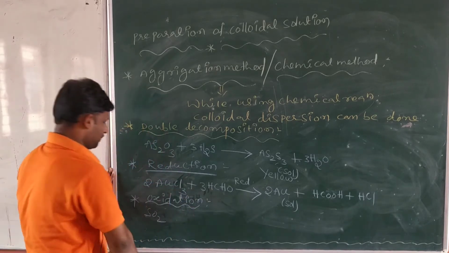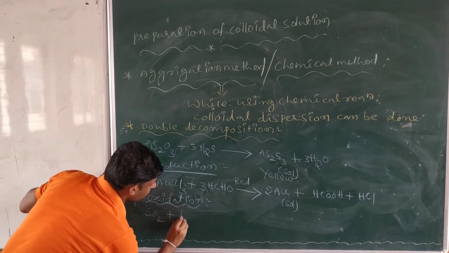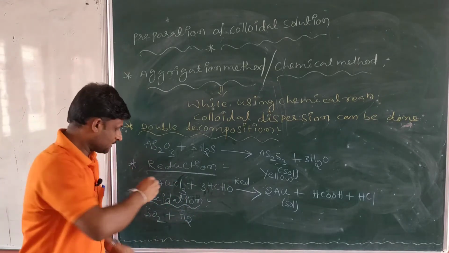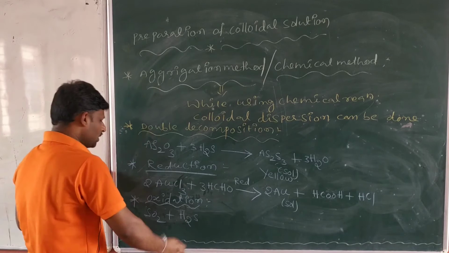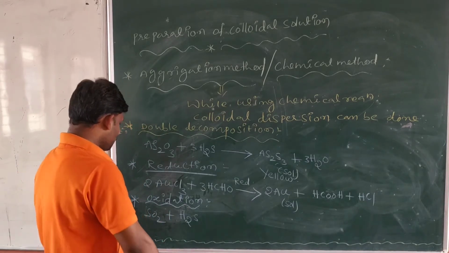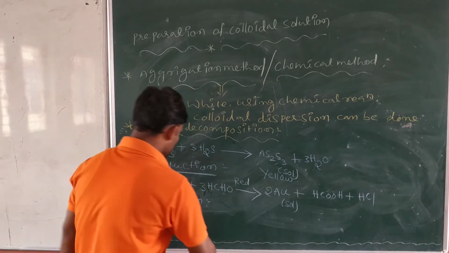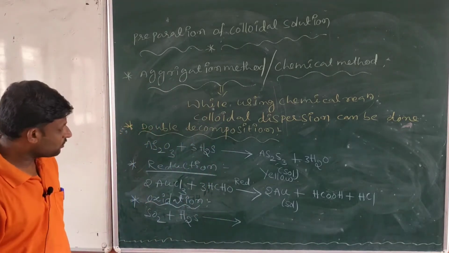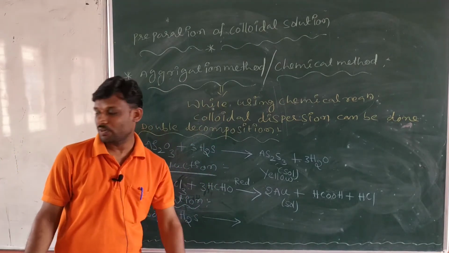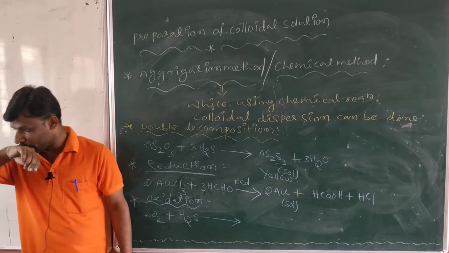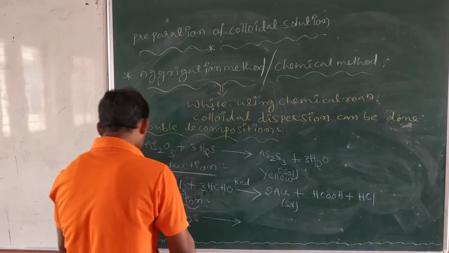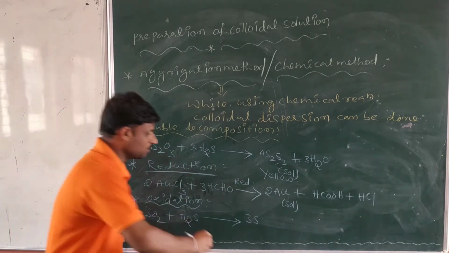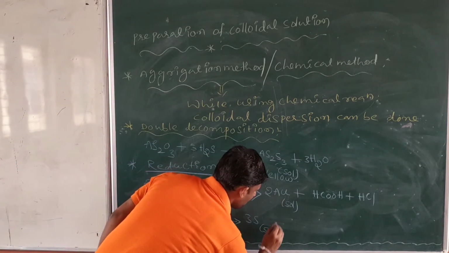See, in this case, what happened? This SO2 I am treating with H2S gas. Generally I am sending both gases, SO2 and H2S. So this SO2 gas is treated with H2S. What is happening? The oxidation takes place. Here, sulfur sol is forming. Preparation of sulfur sol. What is the formula of sulfur sol? Do you know? 3 moles of S. This is formed, sulfur sol.